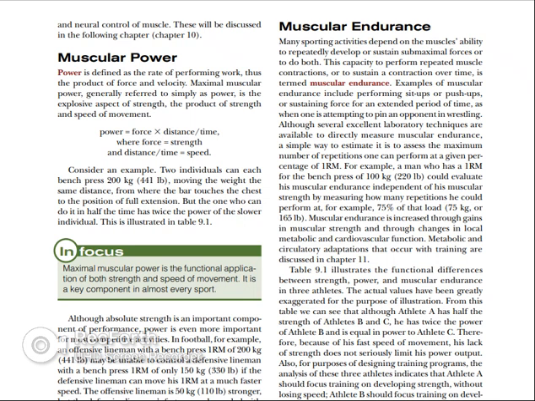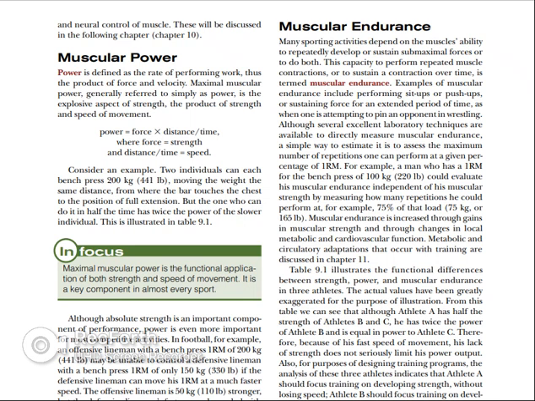Muscular power. Power is defined as the rate of performing work, thus the product of force and velocity. Maximal muscular power, generally referred to simply as power, is the explosive aspect of strength, the product of strength and speed of movement. Power is equal to force times distance divided by time, where force is strength and distance divided by time is speed.